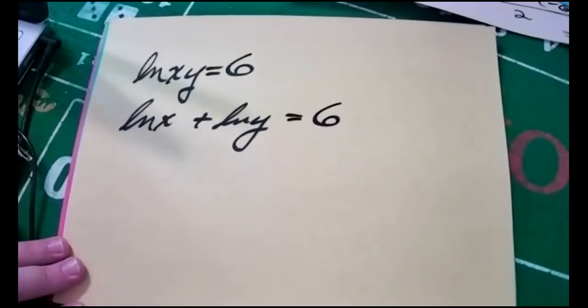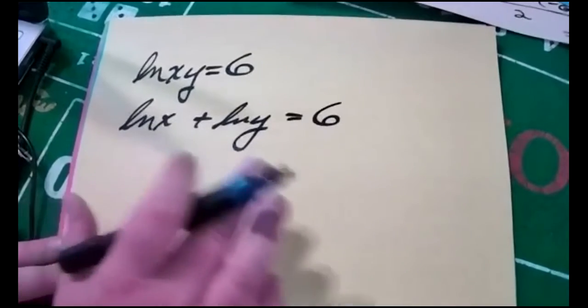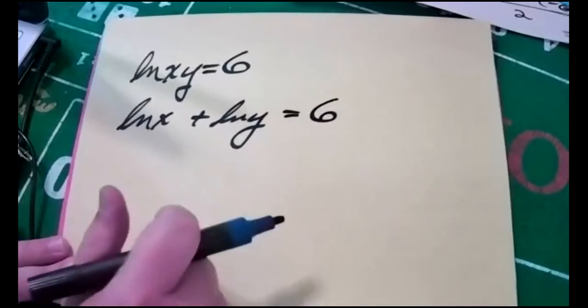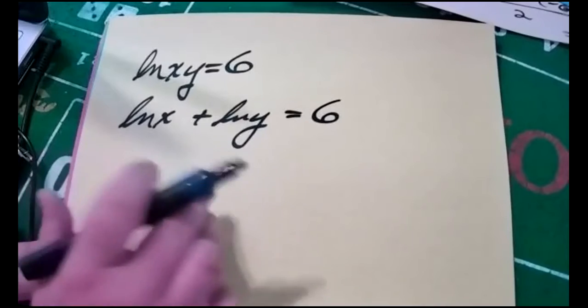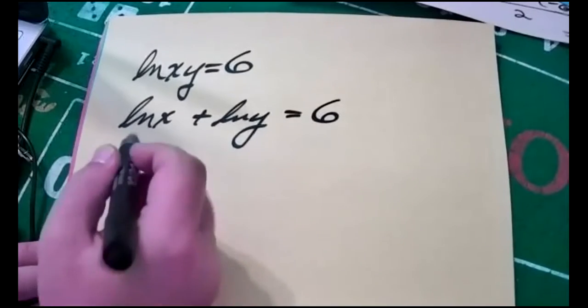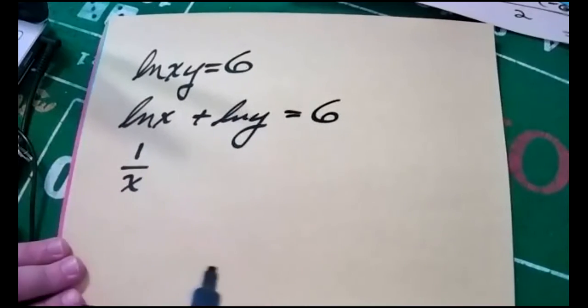Anyway, all we've done here is apply a log rule. We didn't do any calculus yet. We didn't do any differentiating yet. All we did was apply the log rule and split it. So now let's do the calculus and apply the derivative. What is the derivative of the natural log of x? We learned that it was 1 over x because of limits.